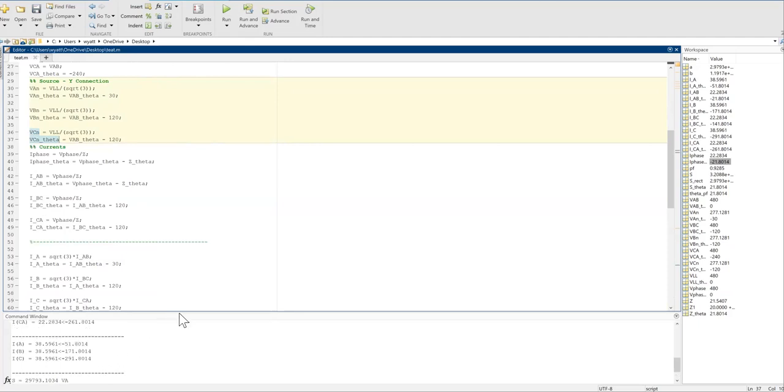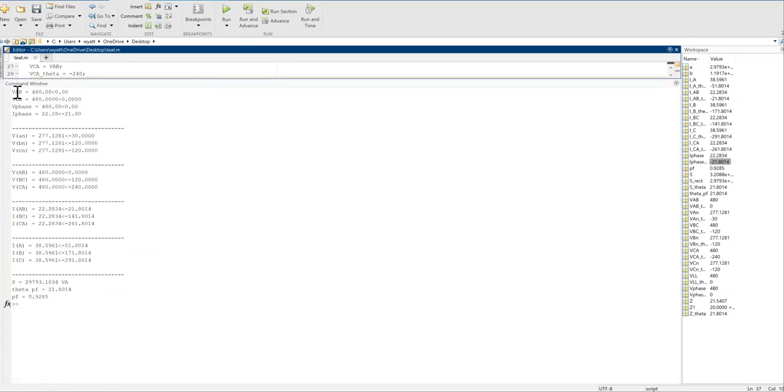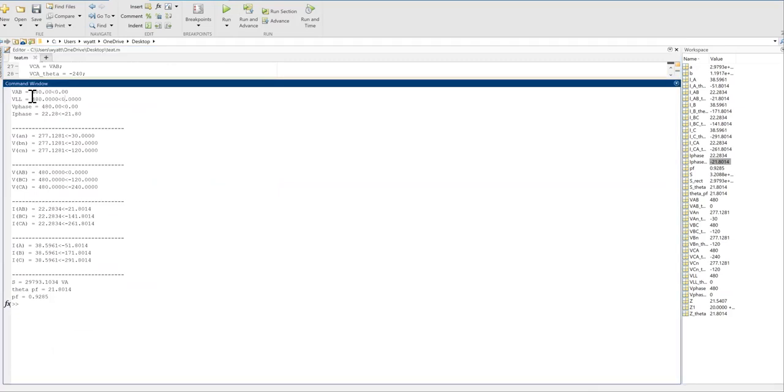So let me just move the command window up. Everything ran through. As you see, we have a VAB, a given value here. As we stated, VAB is equal to V line to line. Our V phase is this. Oh, it's the angle here. This is given. Our I phase is this. Our VAN, VBN, VCN, VAB, VBC, VCA, IAB, IBC, ICA, IA, IB, IC, S, our apparent power, our angle of our power factor, and an actual power factor.